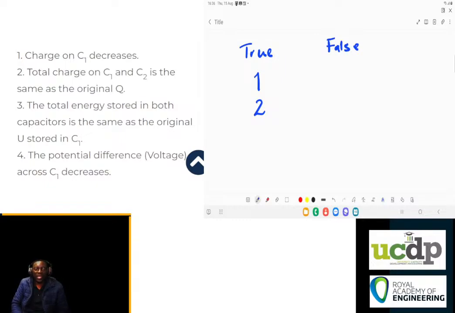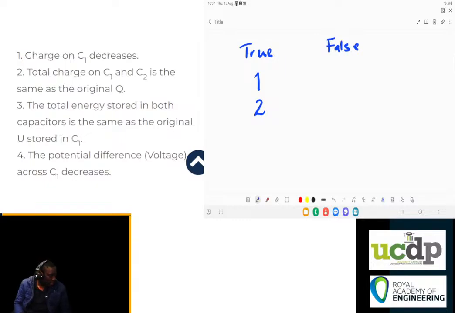as if you are looking at them independently. Whereas it actually means the total charge for both C1 and C2. I think it should have been phrased clearly to say the total charge for both C1 and C2, adding C1 and C2, is the same as the original. That one would be quite clear, not vague. Okay, so we'll take that one too. We'll take 2. The total charge for both C1 and C2 is the same as the original Q.